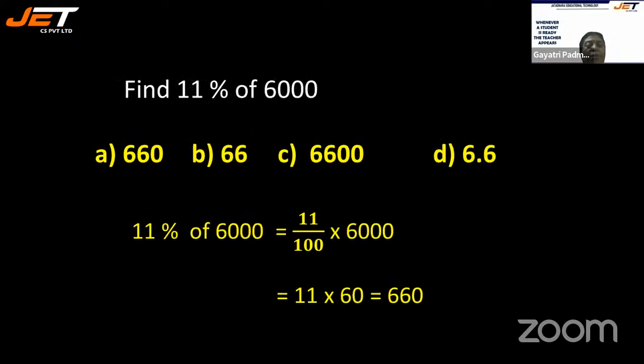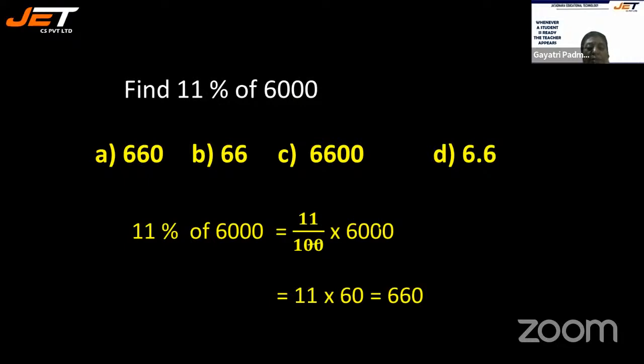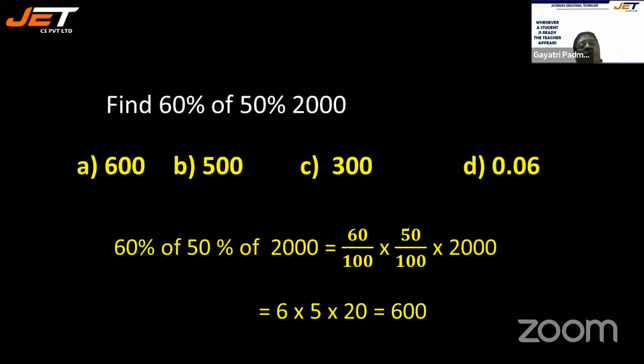All right, now let's move on to the next question. You have 11% of 6,000. What is 11% of 6,000? Nothing but 11 by 100 into 6,000, right? So what happens? 0, 0 gets cancelled. 11 sixes are 66 and 1, 0. That is why your option A is the correct answer. So I'm sure you would have got this.